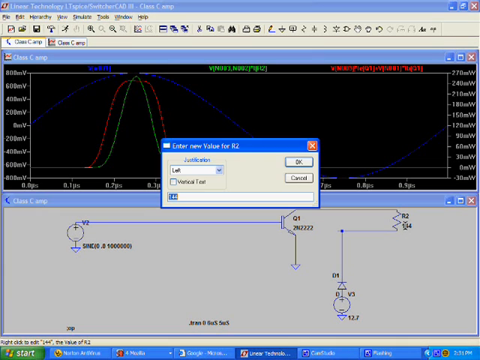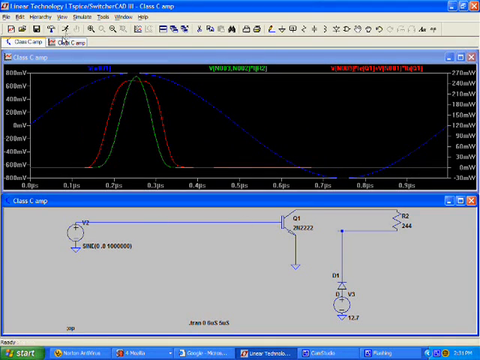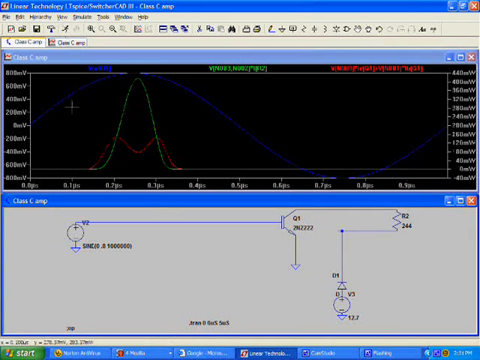I'll change the 144 ohms through the magic of LTSpice, change it to 244 ohms, and let's see what happens in our simulation. I'll hit the run button, and there you see it. A similar effect. You got a decrease in power out there, but a similar effect on efficiency.